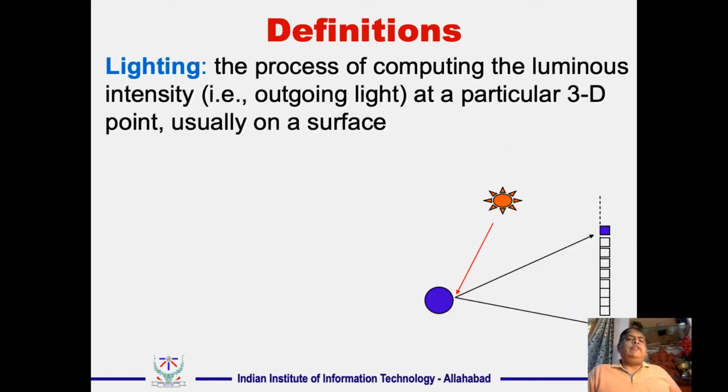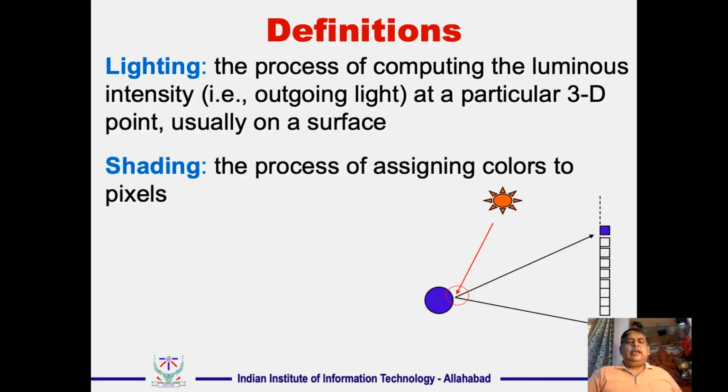We continue with the definitions. Lighting: the process of computing the illumination intensity, that is, the outgoing light, at a particular 3D point, usually on a surface. Shading: the process of assigning color to pixels.